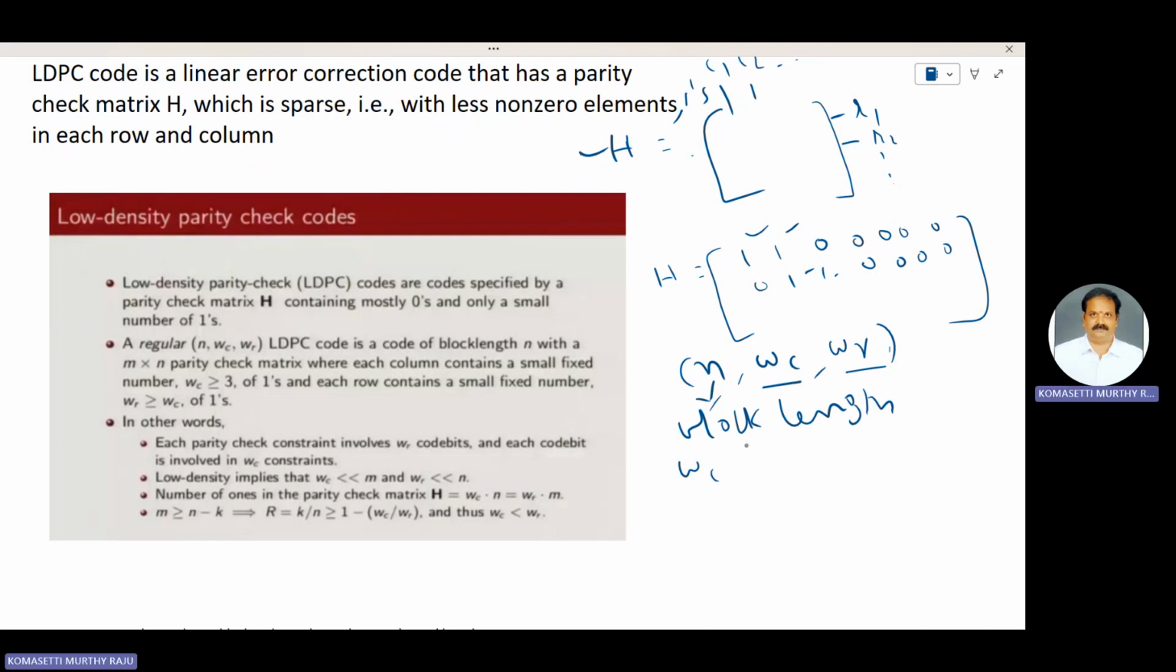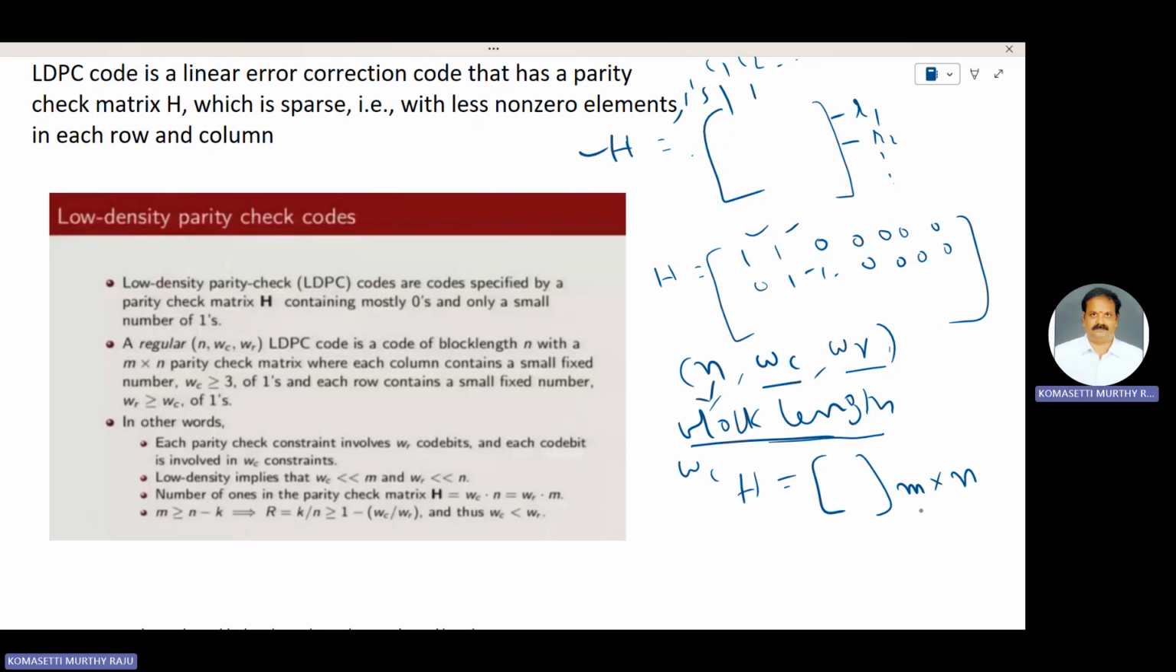An LDPC code is a code of block length n. N is called the block length, with an m cross n parity check matrix. This is the parity check matrix. The order of the parity check matrix is m cross n, where each column contains a small fixed number of ones, that is WC, greater than or equal to 3. WC is called the weight of the columns. That means the number of ones in each column is equal to 3 or greater than 3.